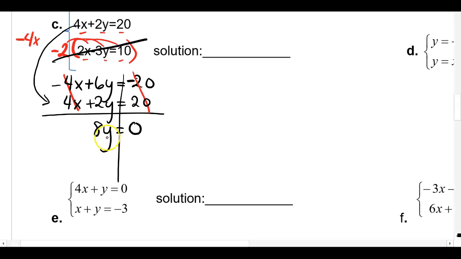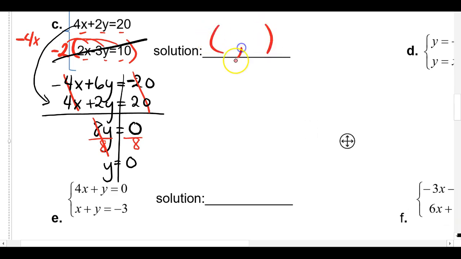So now let's go ahead and divide by 8, divide by the number next to the variable, or next to the letter. That cancels out. So then we have y on this side. And then 0 divided by 8, or 0 divided by any number, is just 0. So now let's go ahead and start writing our solution. And remember, our first letter we found was y. So we're going to write in the second number, 0, because it's y.